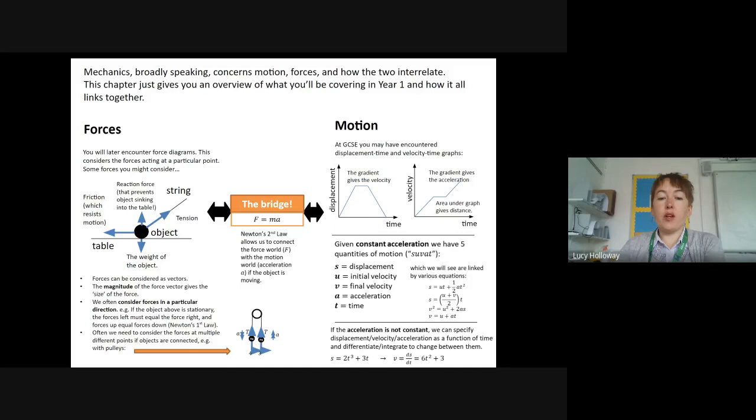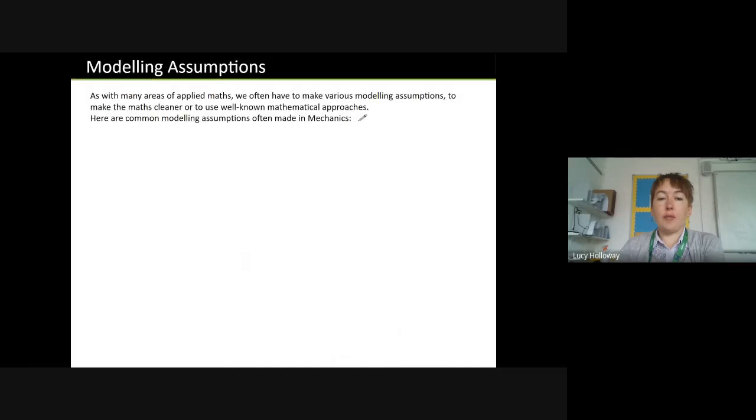So one other thing that we have to consider when we are using mechanics modelling is that we might be considering a real life situation with a real life object. But in order to model it in maths, we make some assumptions that make the model simpler, which make it a lot easier to analyse.